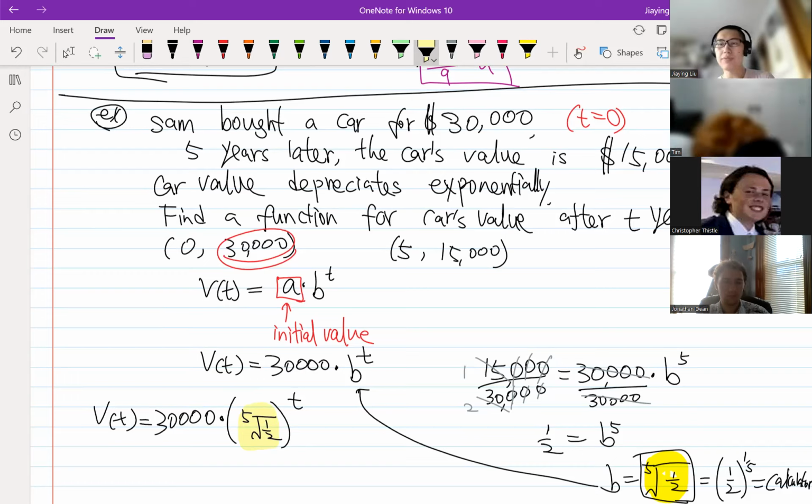All right, any questions about this problem? So that's how you find the exponential function if you have 2 points. If you already have an initial value, feel free to use that for A. If you don't have the initial value, you just have 2 points somewhere other than the starting point, then you need to set up 2 equations, take one equation, divide by the other one, and solve for A and solve for B that way.